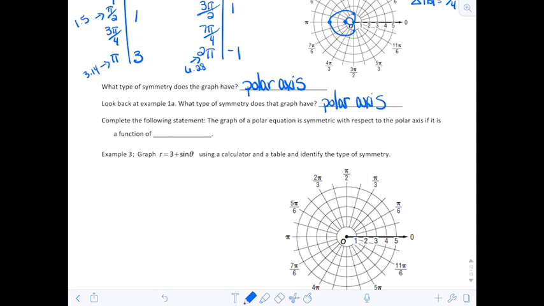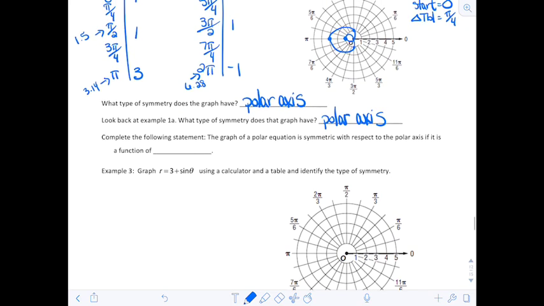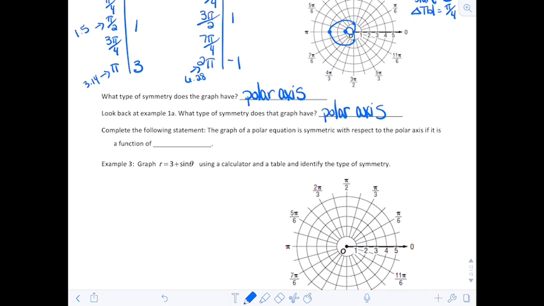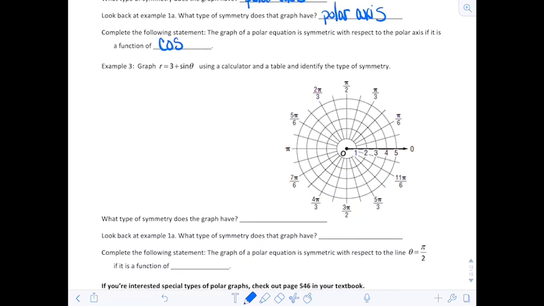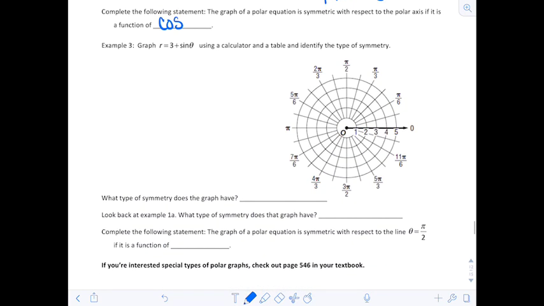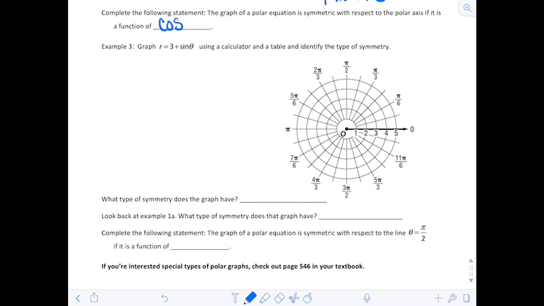So if we complete the following statement, the graph of a polar equation is symmetric with respect to the polar axis if it is a function of, this would be cosine. So now we kind of see that cosine is going to give us symmetry in the polar axis. All right, let's look at example 3. So in example 3, we have r equaling 3 plus the sine of theta. So again, make sure you're in polar mode, and you're going to want to put in R1 3 plus sine of theta. Using a calculator and a table, identify the type of symmetry.